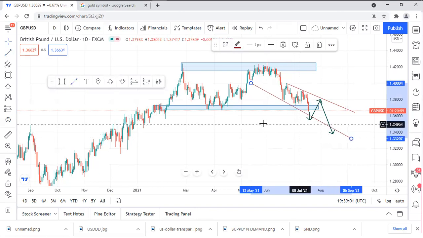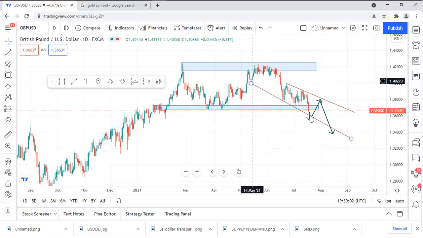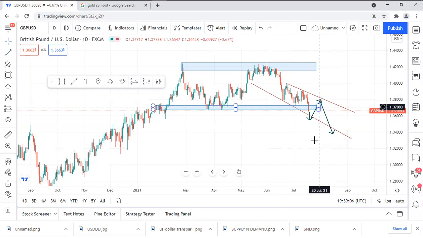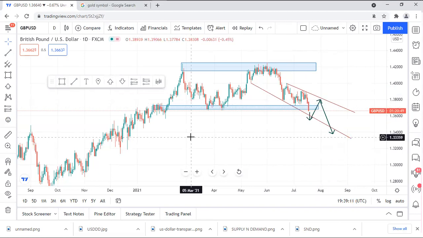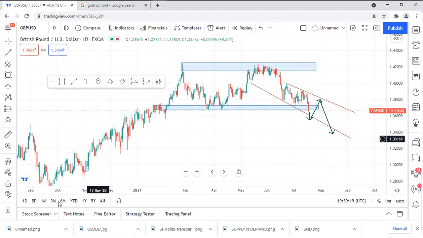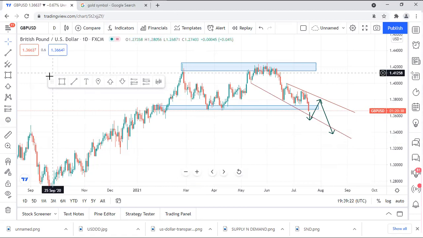So 1, 2, expect a third touch there, 1, 2, a third touch there before it goes up, or it might just continue falling like that. So these are the 3 ways that we have of identifying and plotting the zones and trading supply and demand. This is how easy it is.